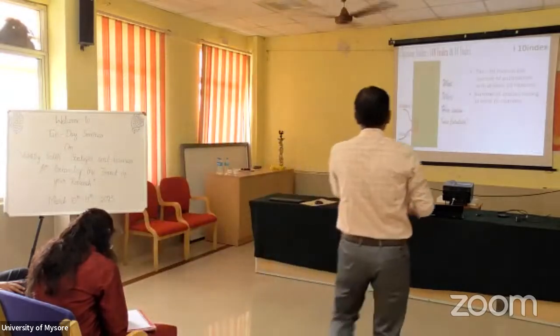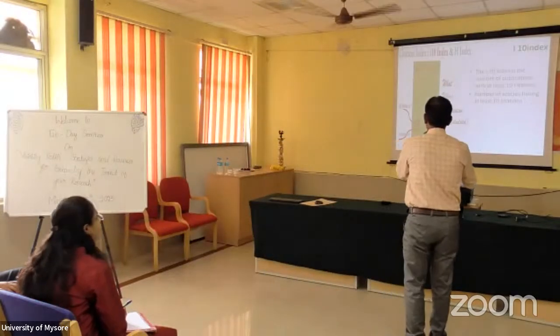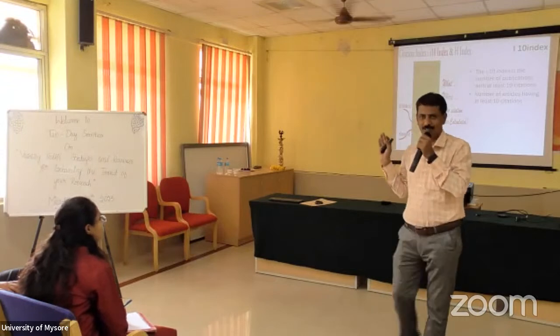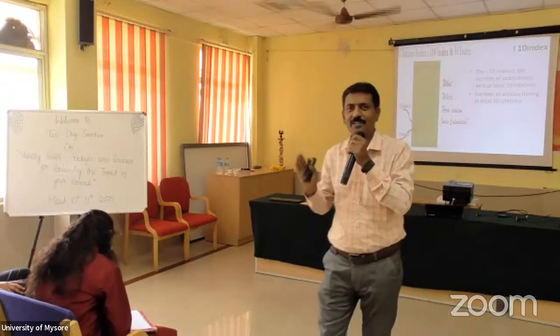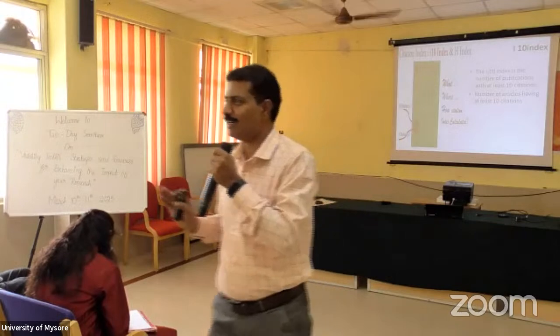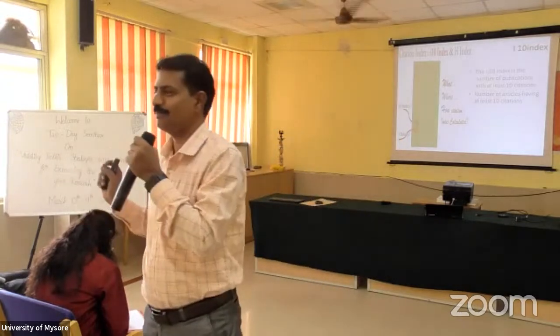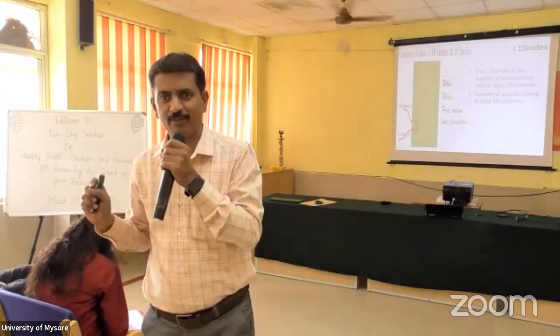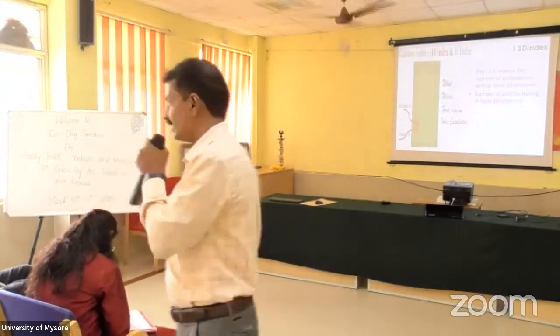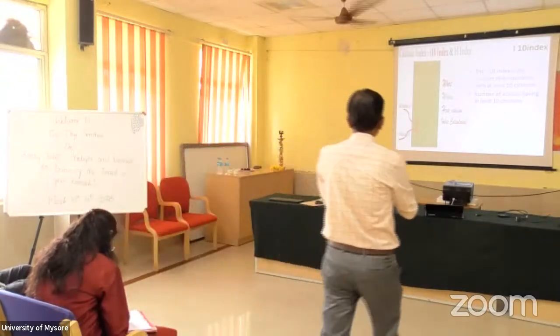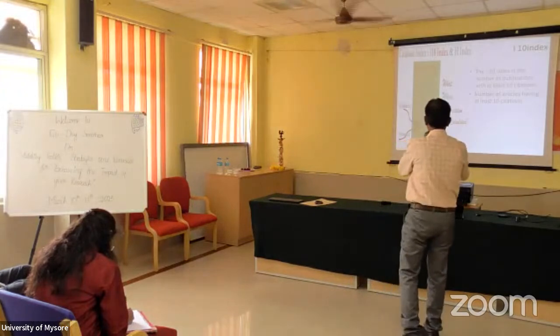What is the ideal index? The ideal index is the number of publications with at least 10 citations. How many of my articles have a minimum of 10 citations, we call it the ideal index. So here, the number of articles having at least 10 citations.